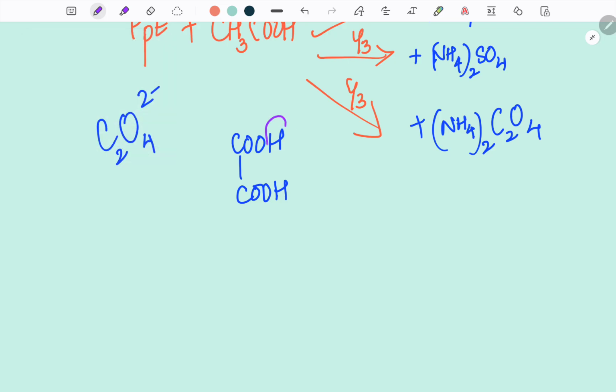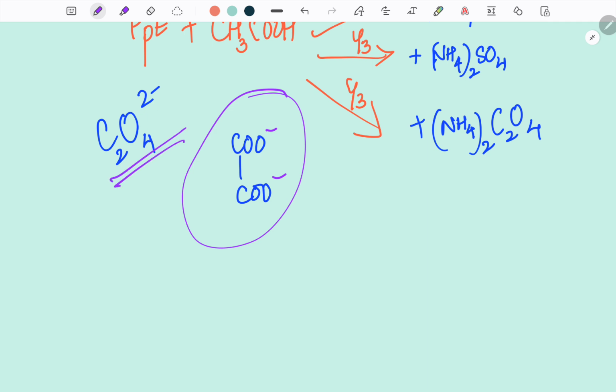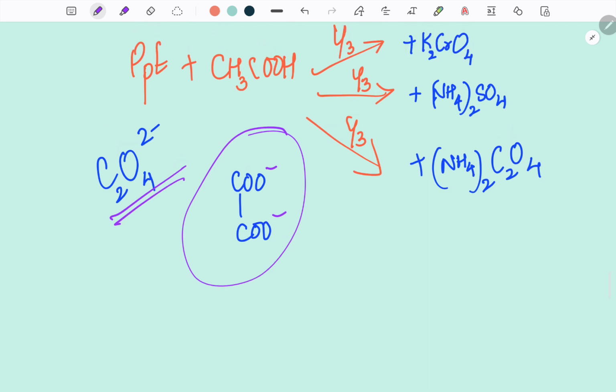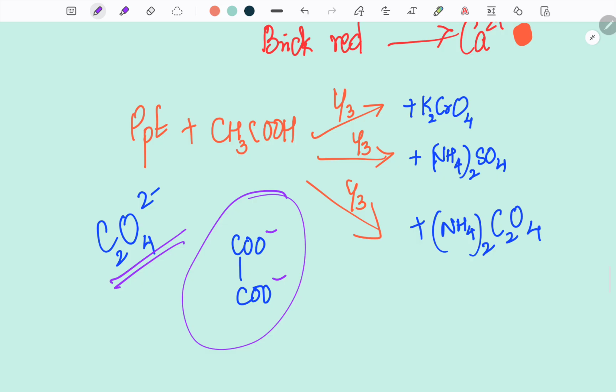What we are doing is we are removing the two hydrogens by cleaving the OH bond, and we are getting an ion which is actually oxalate. So this is the structure of oxalate ion, and this is the molecular formula. So now let's discuss the tests.